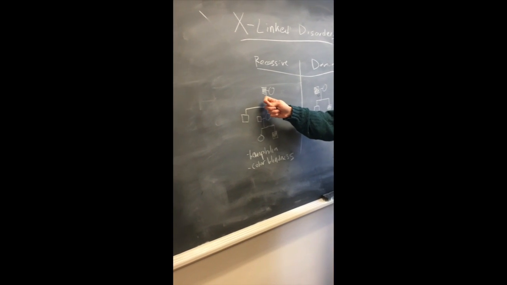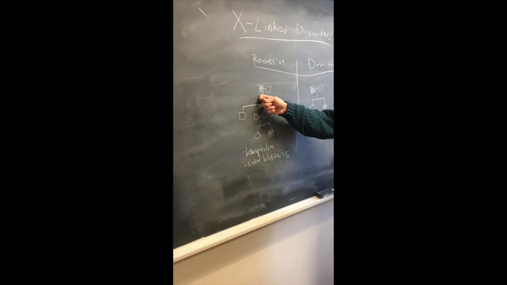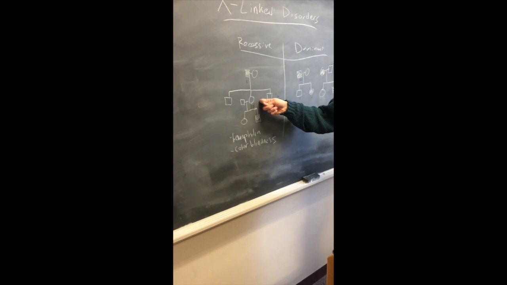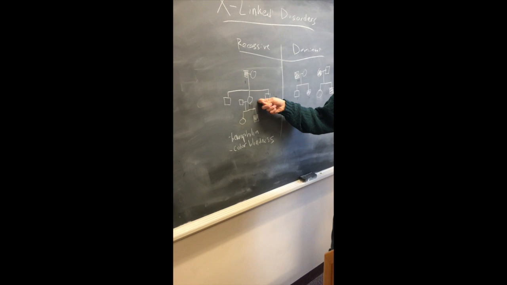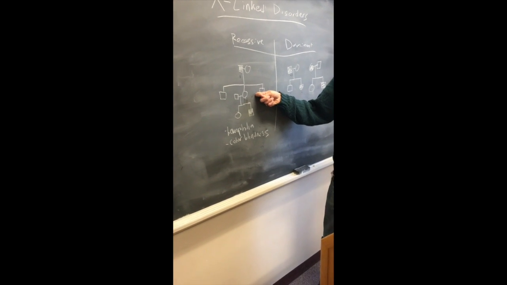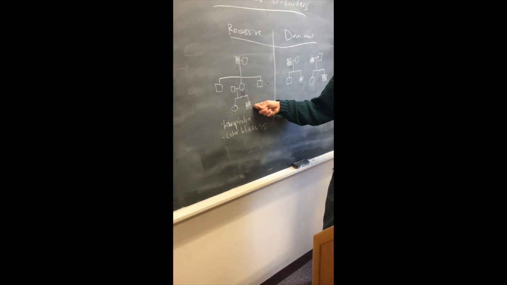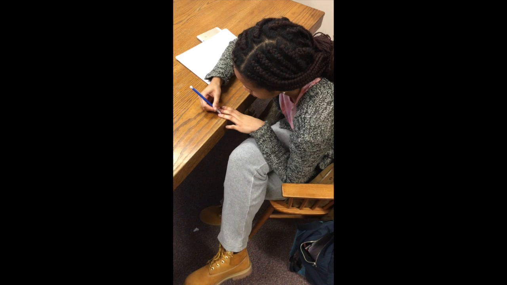In the case that the male displays the disorder, then he will pass an X chromosome down to his daughter, who may have two X chromosomes, one without the mutation and one with, and then she may pass that on to a son, who then only has one X chromosome and displays the disorder.